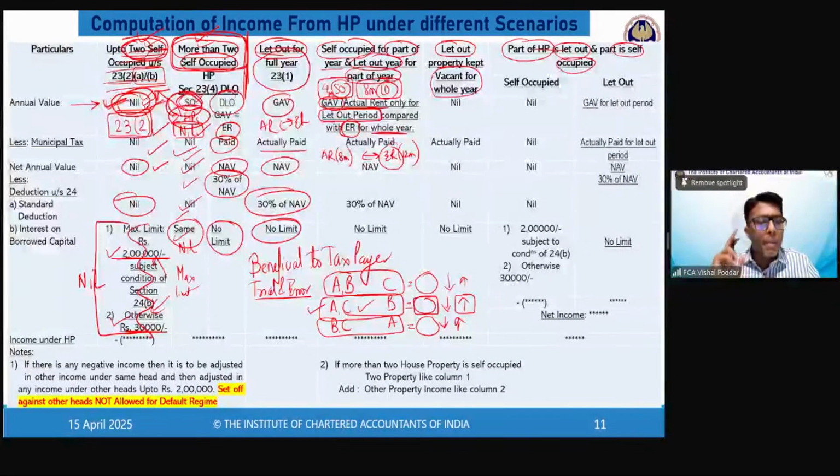So what they are saying is when part of the year it is self occupied and part of the year it is let out, in that case you have to calculate GAV by taking AR, that is actual rent only for the let out period, because for the first 4 months you were living there, so actual rent cannot come because you are staying there. So you will take actual rent only for the let out period, which in my example is 8 months, but you will compare it with ER, which is for the whole year. And then whichever is higher will become your GAV. So that is the only special point here.